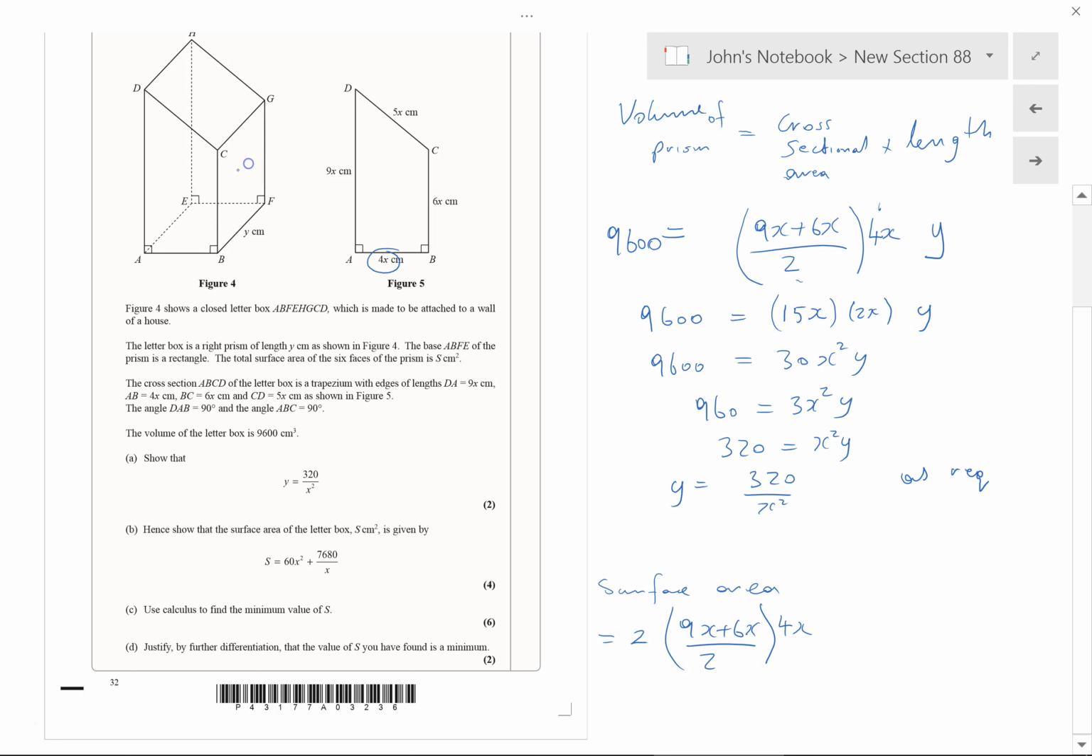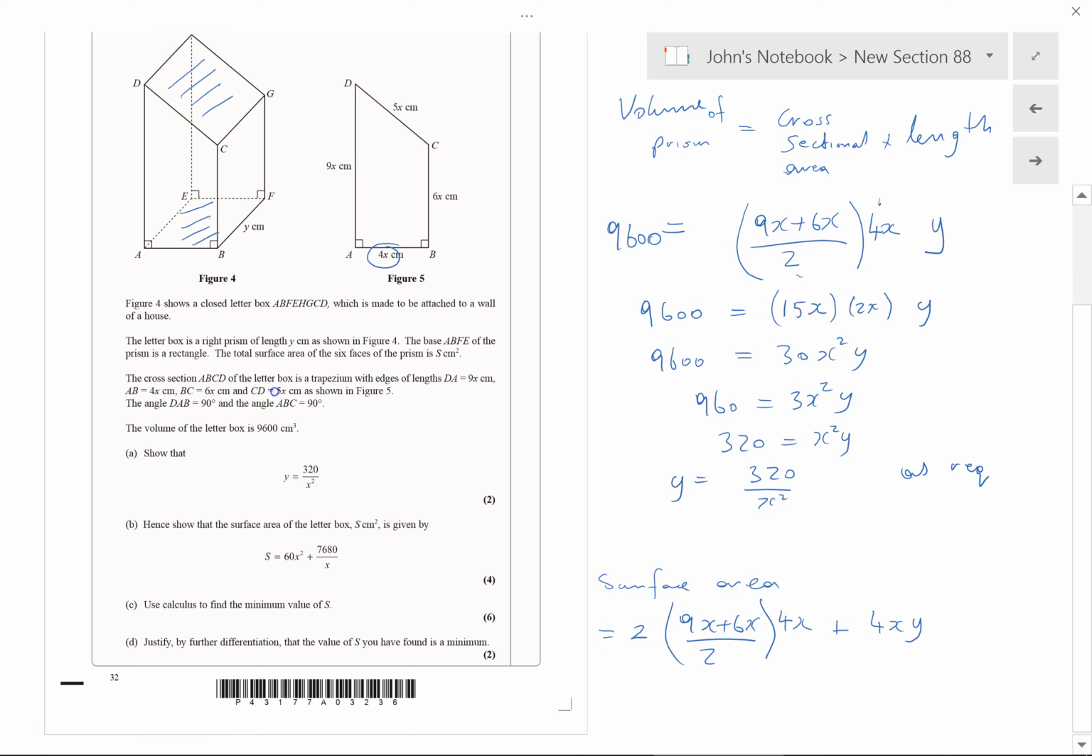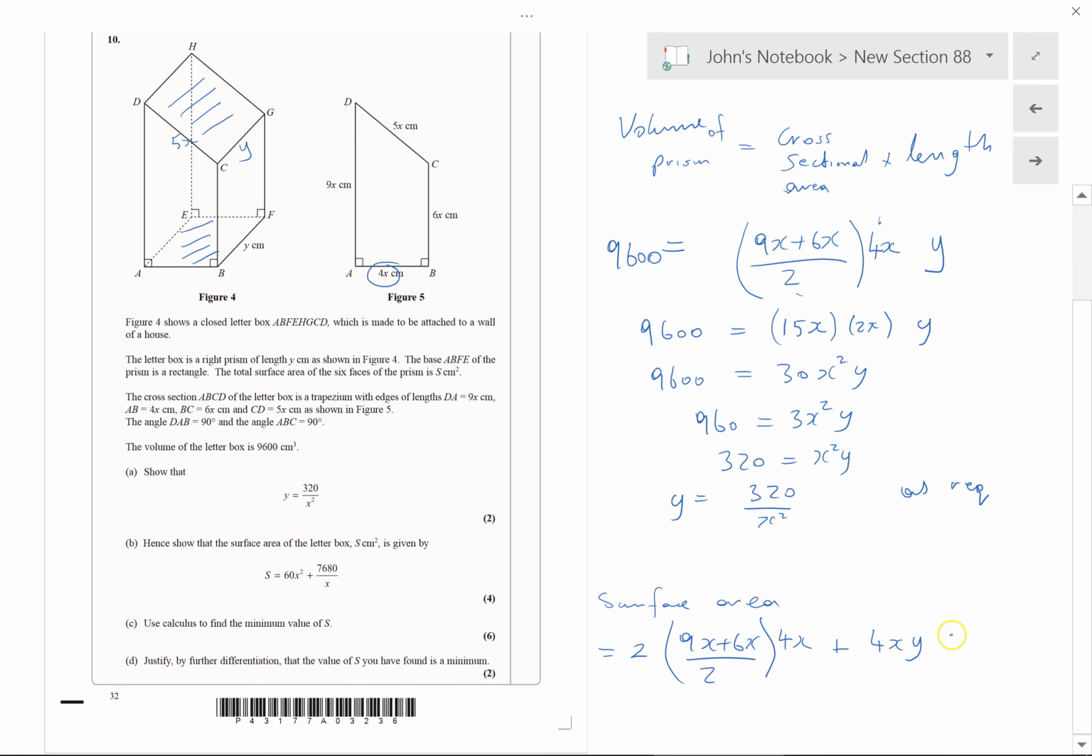Okay, we've got the base bit. That bit there is going to be just the length at 4xy. And then we've got the top bit here, which is going to be, that's 5x and that's y, so that's 5xy.